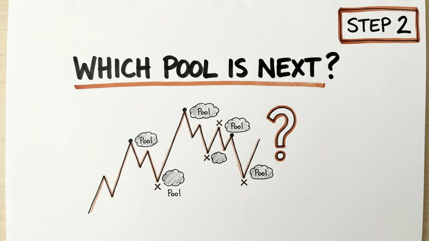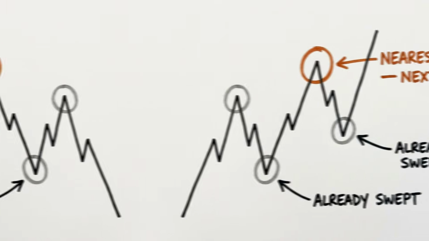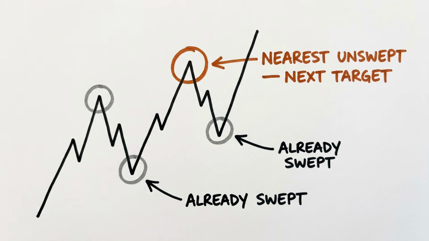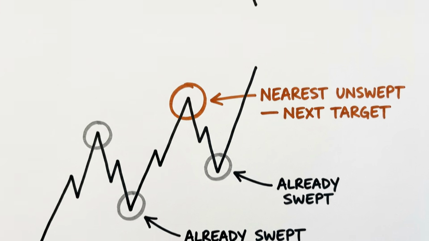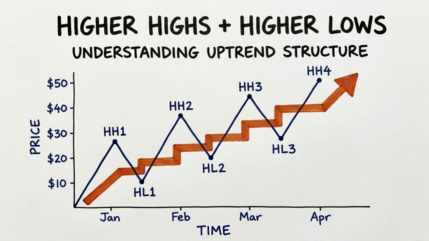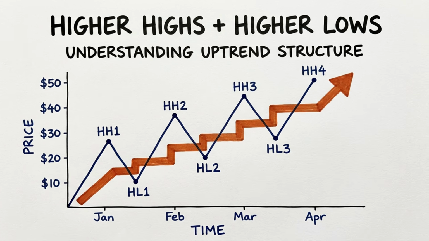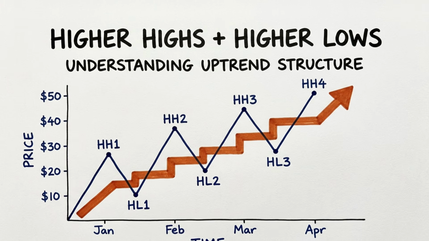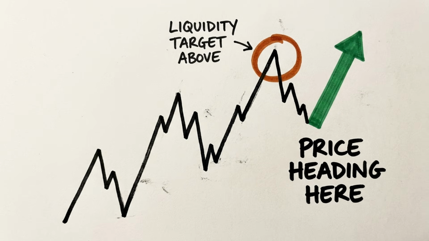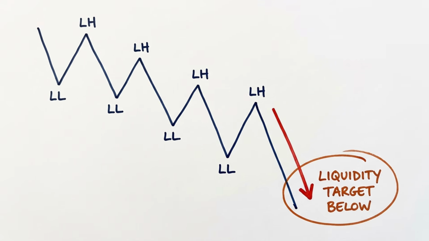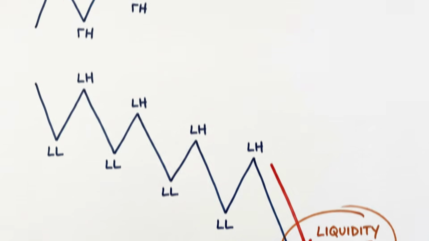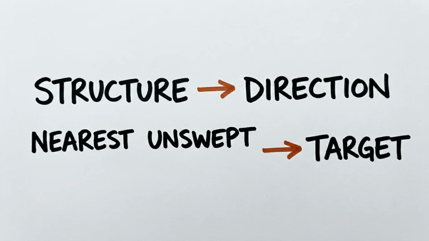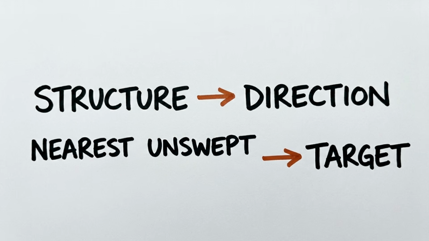Step 2. Identify which pool is being targeted next. Not all liquidity pools are equal. Price targets the nearest unswept pool in the direction of the current move. Here is how you identify which one is next. Look at the most recent price structure. Is price making higher highs and higher lows? Then it is building toward the liquidity sitting above the most recent swing high. Is price making lower highs and lower lows? Then it is targeting the liquidity below the most recent swing low. The structure tells you the direction, the nearest unswept swing point tells you the target.